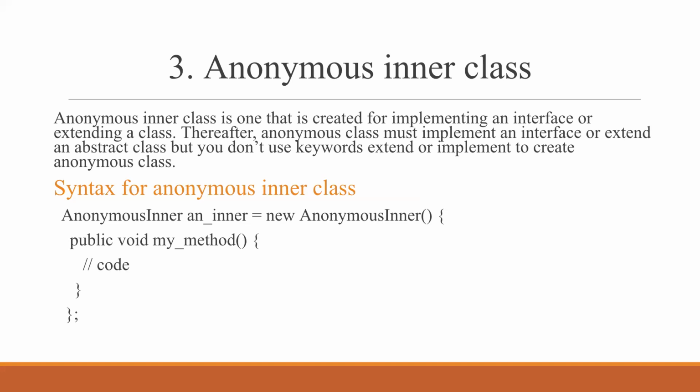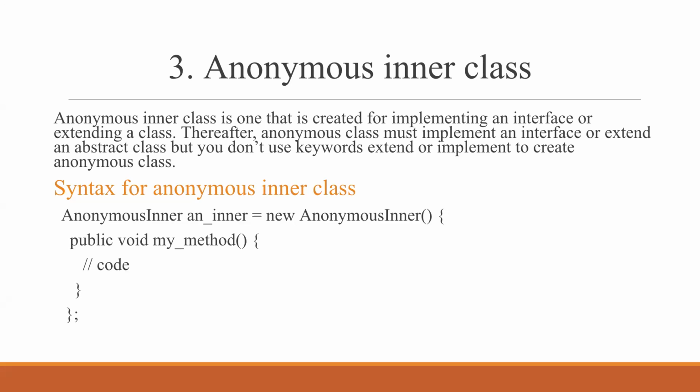I think we all know about these terms: what an interface is, what it consists of, and what an abstract class is. An anonymous class doesn't have a name. So how do we create it? We create it by using an abstract class or an interface.